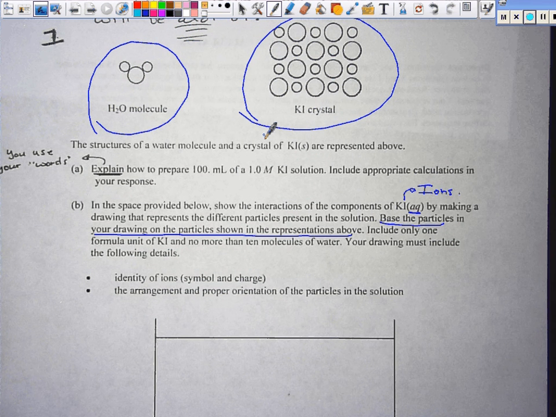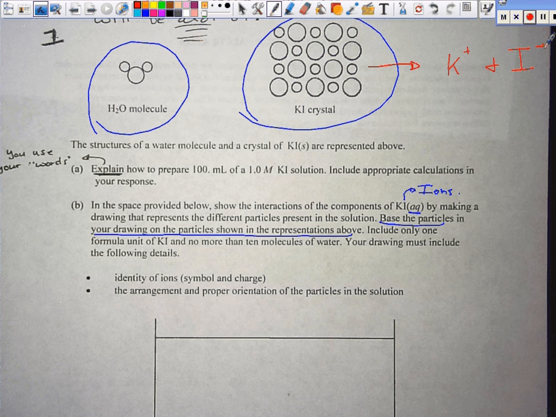So this is the first thing you need to realize of how to do. It's going to break into K plus and what? I minus. We understand this, right? The biggest thing that people in first period did not understand is which one is which.